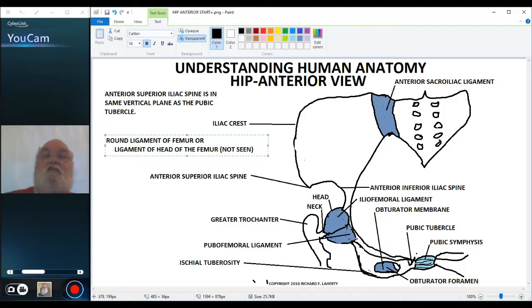That completes our discussion of the anterior view of the pelvis.